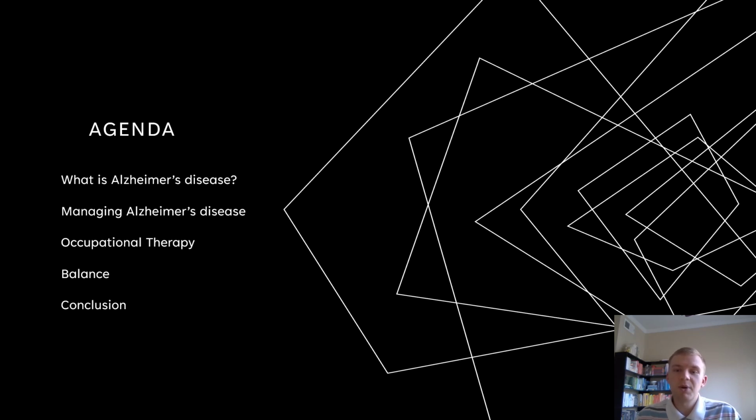I'm also going to talk about occupational therapy's role specifically and how occupational therapy can benefit individuals who have the diagnosis of Alzheimer's disease. I'm also going to talk a little bit about finding balance in your life, and then I will conclude from there.